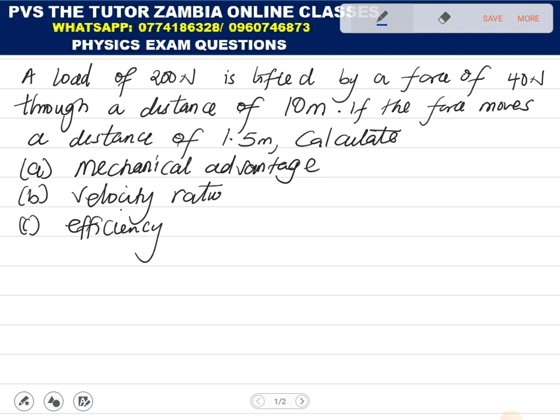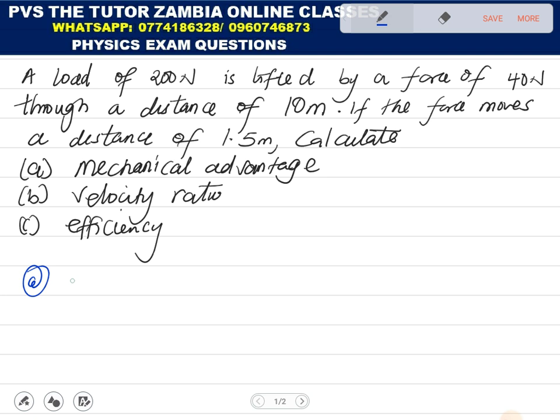Otherwise, mechanical advantage is just the ratio of the load to the effort, and the velocity ratio is just the ratio of the distance moved by the effort to the distance moved by the load. Now, what is efficiency? Efficiency is how good something is. In terms of a simple machine, it is the relationship between the velocity ratio and the mechanical advantage, the mechanical advantage over velocity ratio, then express that as a percentage. Having said that, let's kick in.